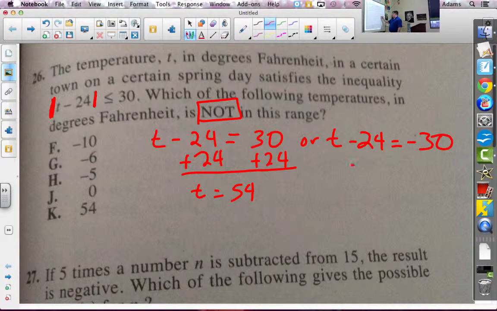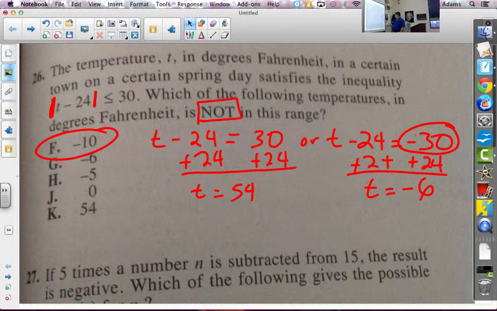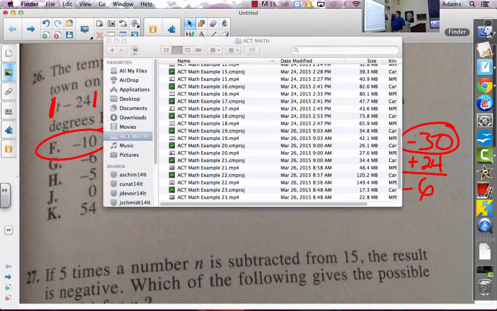Then if I solve this one by adding 24 to both sides, because over here I've got a negative 30, that leaves me with negative 6. So my two boundaries are negative 6 to 54. Which one of those is not included? F, negative 10, right? Now, a quick way to do this would be to do it on your graphing calculator.